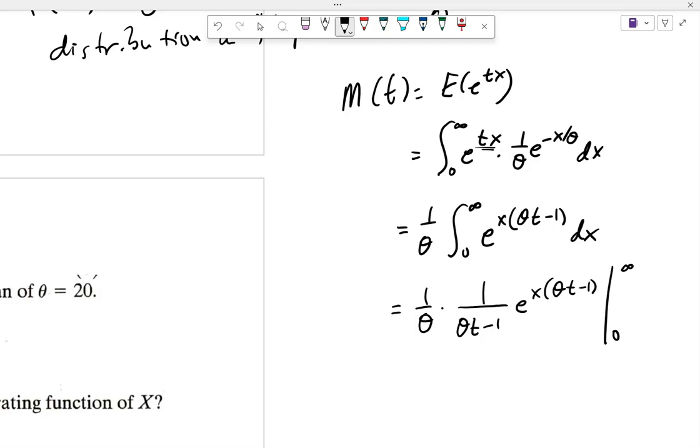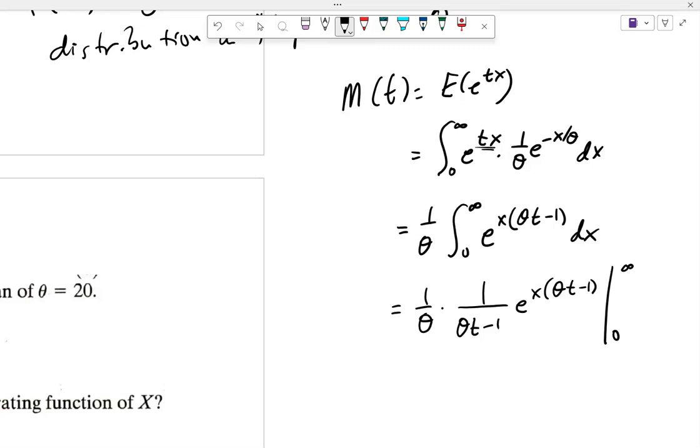So far, so good? Okay. All right, so now we have to be a little bit careful. Because the first number I'm going to plug in is infinity, right? Agreed? Okay. If I'm going to plug in infinity, that's really a limit. If I want this limit to exist, what better be true about this expression? It needs to be negative, right? So in order for this to exist, my t value needs to be less than 1 over theta.